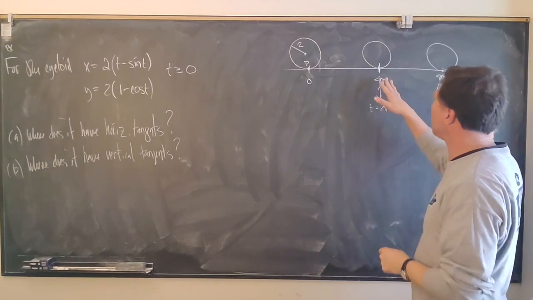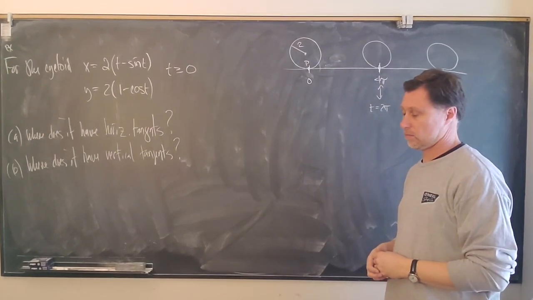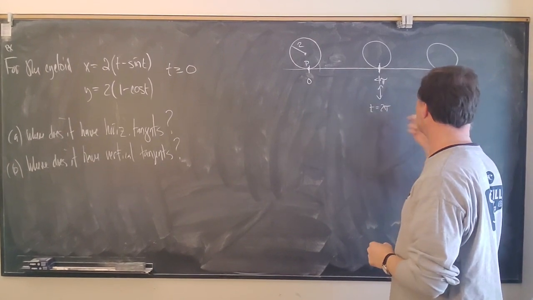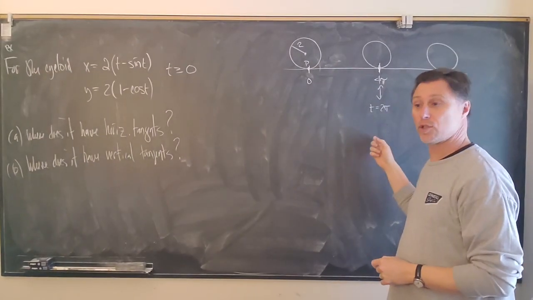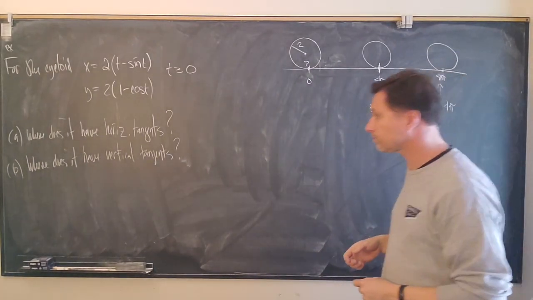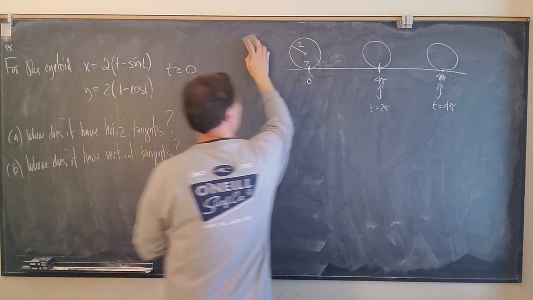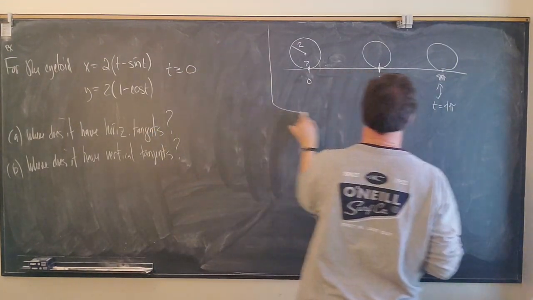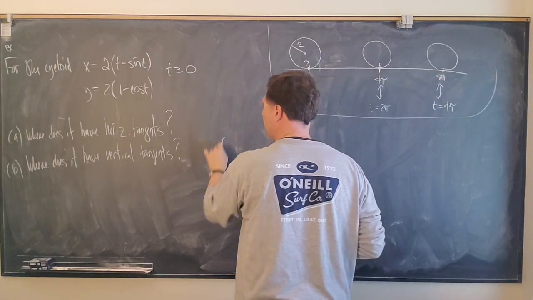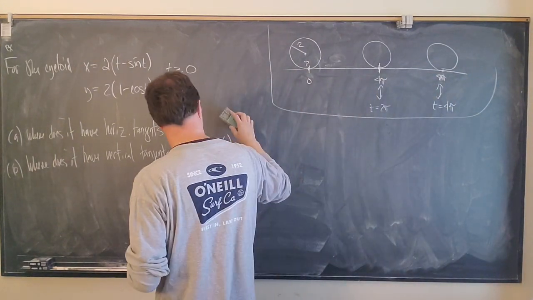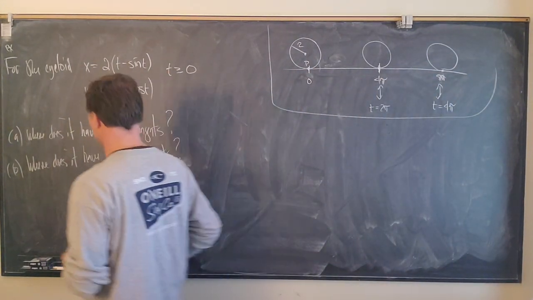So it hits the x-axis whenever t is an even multiple of pi, right? 2 pi, 4 pi, 6 pi, and so on. All right, so we'll need that fact. In fact, let me just leave this up, and I'm going to do part A down here. And in fact, before I even do part A, let's take the derivative, right?